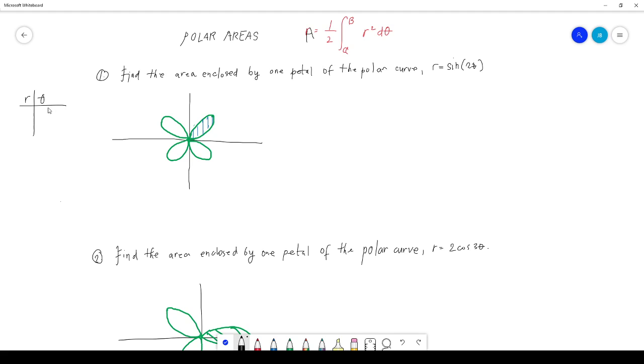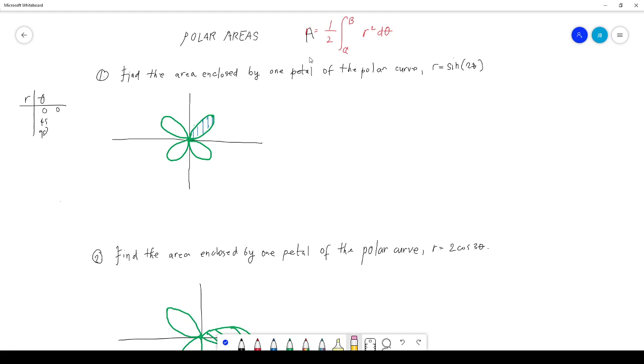Now, if you're going to use 0 degrees, 45 degrees, 90 degrees, do not let your calculator be in radian mode. Instead, you're going to use the degree mode. But if you're going to use 0, pi, 2 pi, pi over 4, something with pi, that's the time that you're going to use radian mode. Okay? So, let's start.